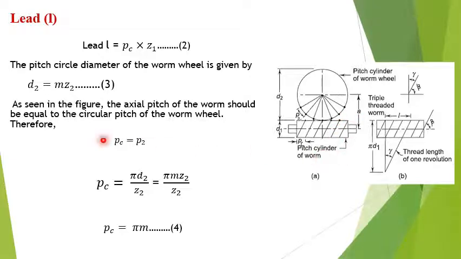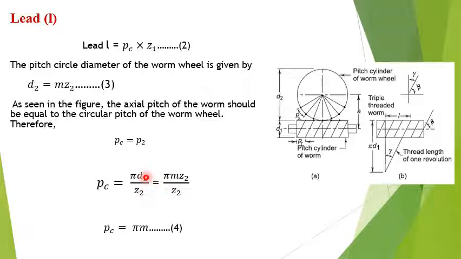So referring to this, the axial pitch of the worm, as we discussed, should be equal to the circular pitch of the worm wheel. So that is PC should be equal to P2. P2 can be given by the expression pi D2 by Z2. So we can write this expression in place of P2.